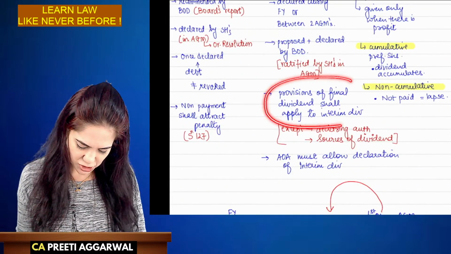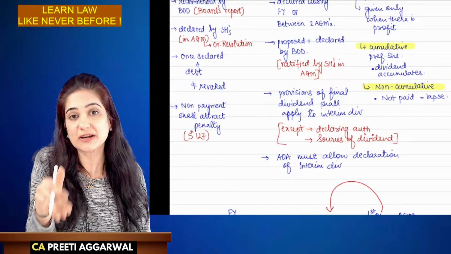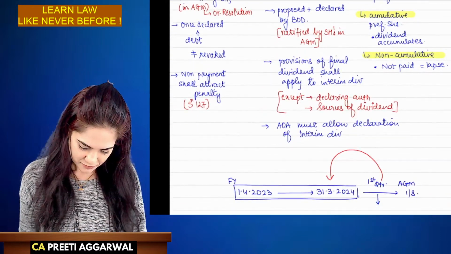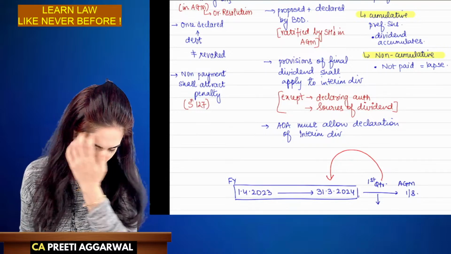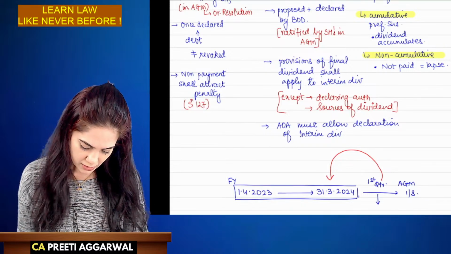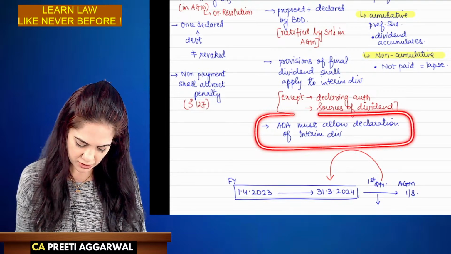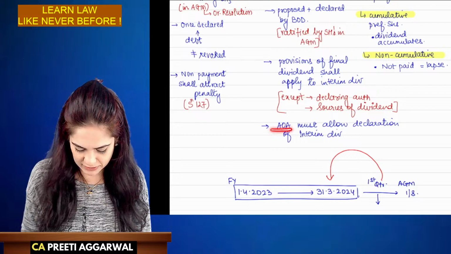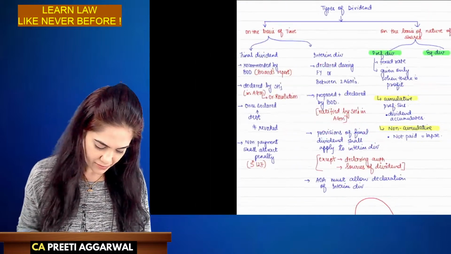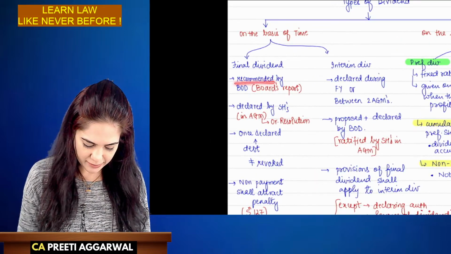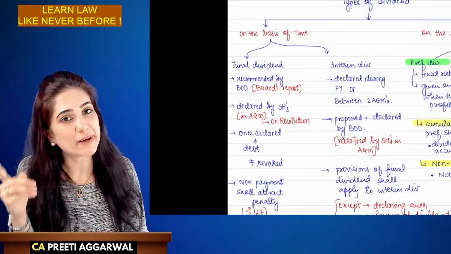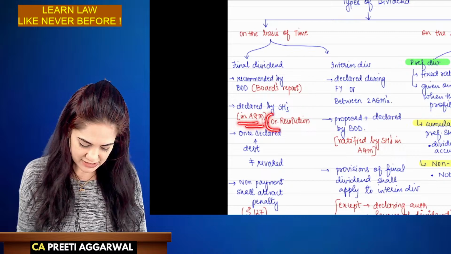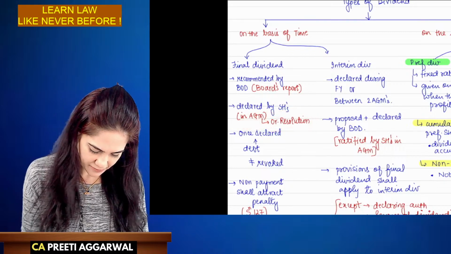Provisions of final dividend shall apply to interim dividend. This we concluded through the definition. The articles of association must allow declaration of interim dividend, so the authority must be given by the articles. Final dividend is recommended by the board, but it is declared by the shareholders in the annual general meeting. Just an ordinary resolution needs to be passed.